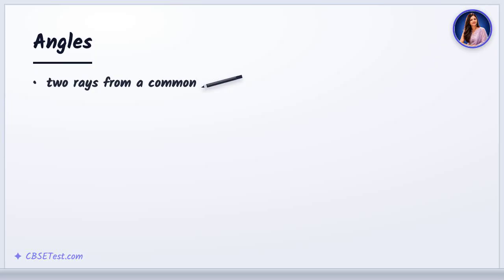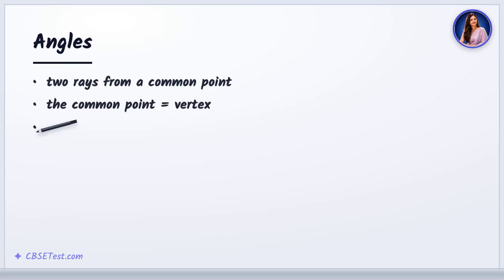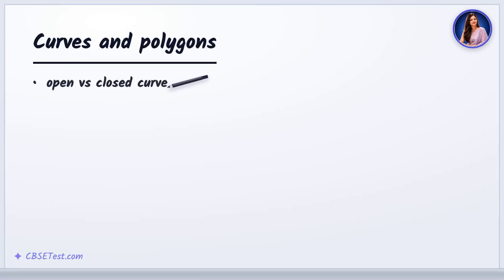An angle is formed by two rays sharing a starting point. That shared point is the vertex, and the two rays are the arms of the angle. Curves can be open or closed.